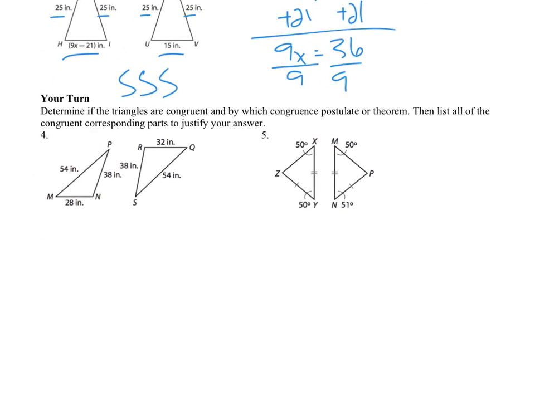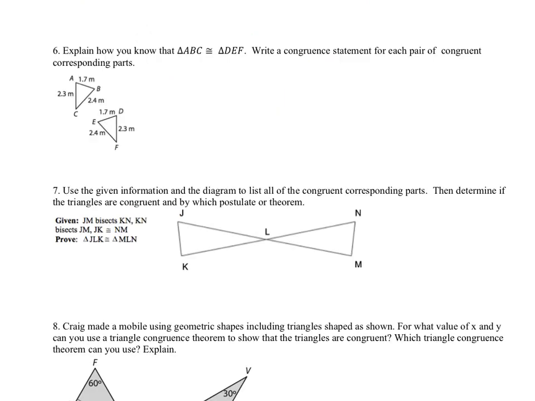All right, so your turn. Work through identifying whether they're congruent and which parts are congruent. So list the corresponding parts and then state the postulate or theorem. Then explain how you know that triangle ABC is congruent to DEF, and then write a congruence statement for each pair of corresponding parts. Number 7, use the given information and the diagram to list all the congruent corresponding parts. Then say if the triangles are congruent, and by which postulate or theorem.